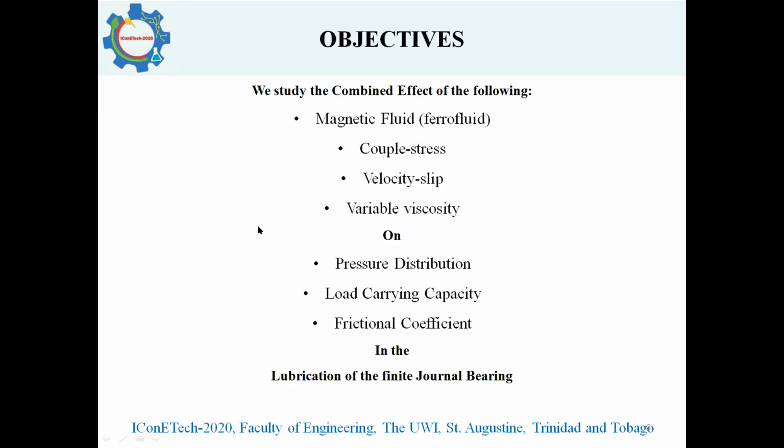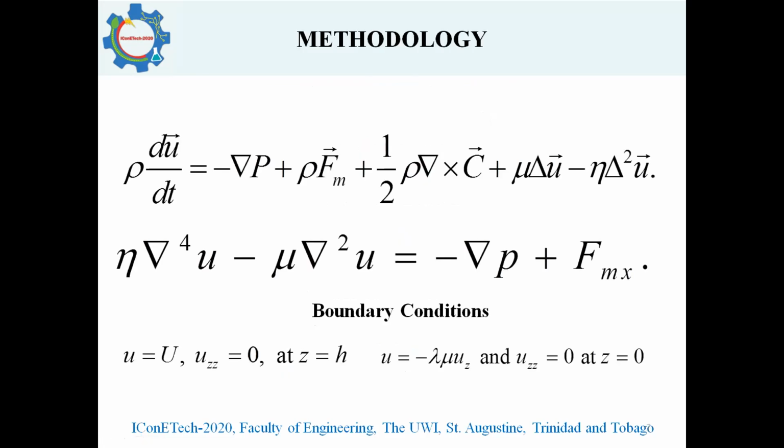The objective is to study the combined effect of the magnetic fluid, couple stress, velocity slip, and variable viscosity on the pressure distribution, load carrying capacity, and frictional coefficient in the lubrication of the finite journal bearing.